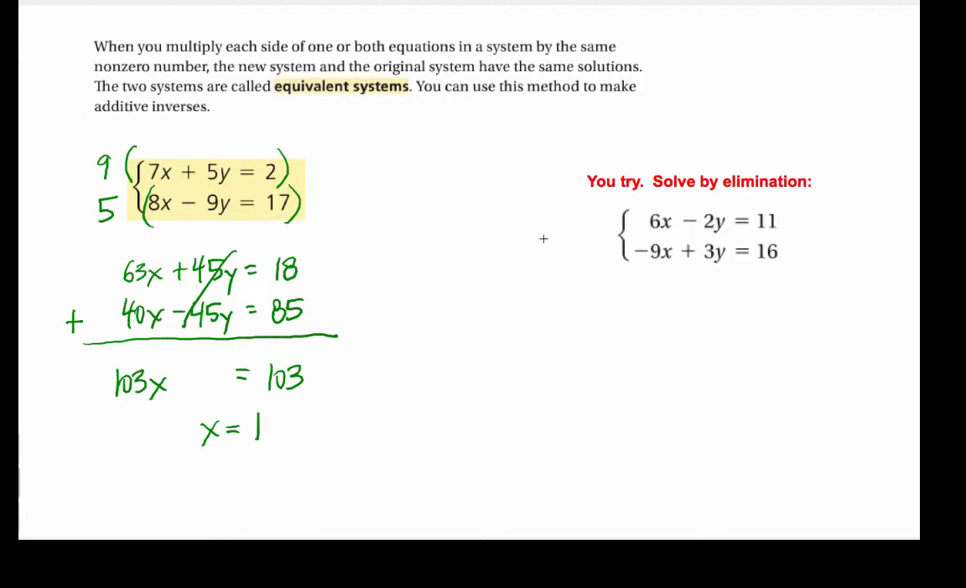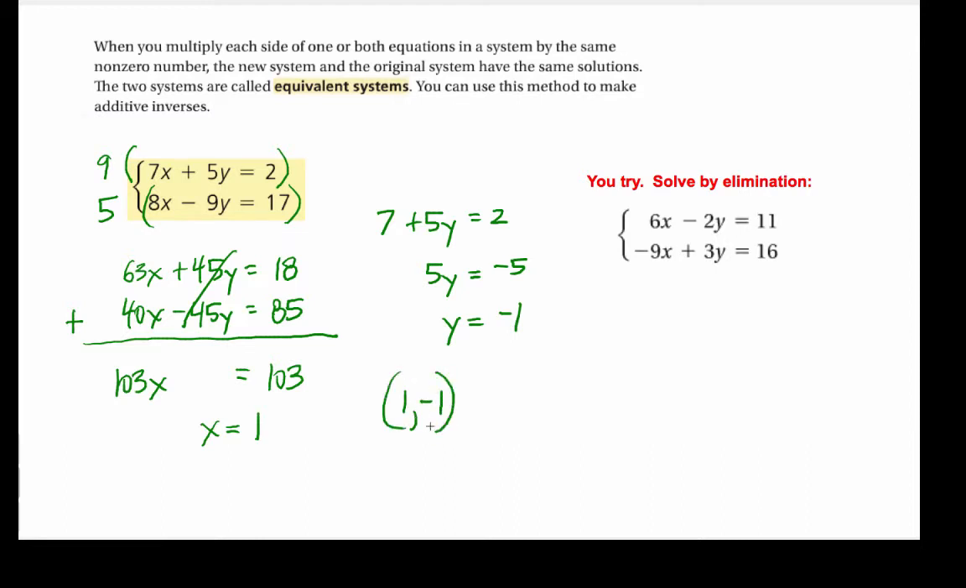Okay? Take that x value and go back and plug it into one of our equations. If I plug 1 into my first equation, I get 7 times 1, which is 7, plus 5y equals 2. Subtract 7 from both sides, divide by 5, I get y is negative 1. So the solution to my system is 1, negative 1.